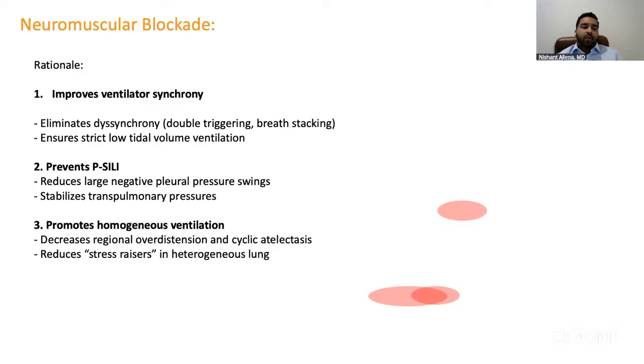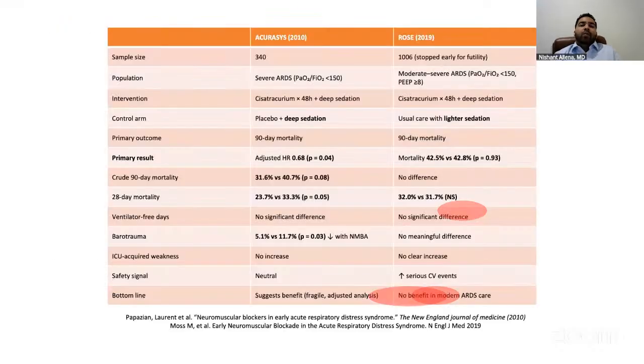Then coming to the concept of neuromuscular blockade. So the historic rationale: they said that it improves ventilator synchrony, it prevents patient self-induced lung injury, it also promotes homogeneous ventilation, and that was the rationale for neuromuscular blockade. Now, there were two landmark trials which investigated the use of neuromuscular blockade in ARDS. One was the ACURASYS trial in 2010, and the other one was the ROSE trial done in 2019. So if you see, both of them used Nimbex or cisatracurium for 48 hours.